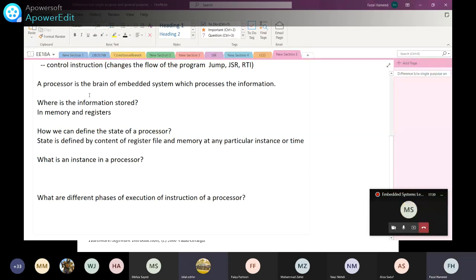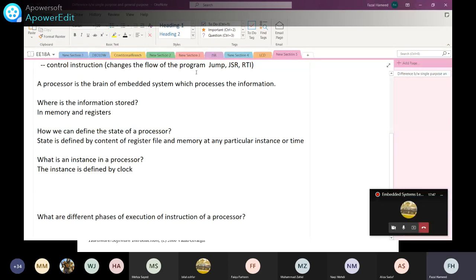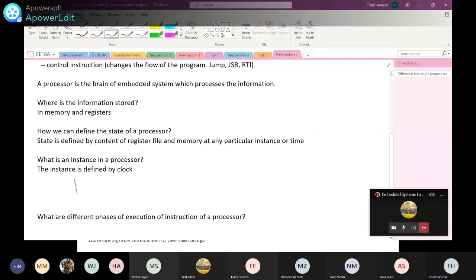So the instance in the microprocessor is defined. And actually, when we define the clock, we have a clock frequency. So now, if we say the instance is defined, we can say now we have a clock. If we say a clock, the clock has some interval, am I right or not?